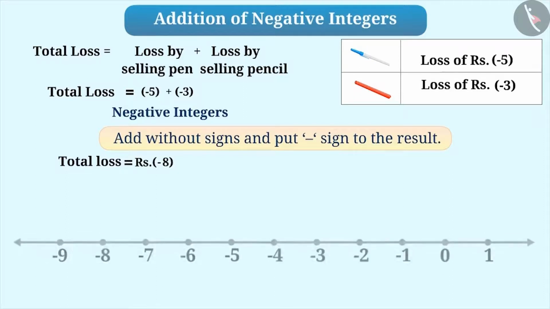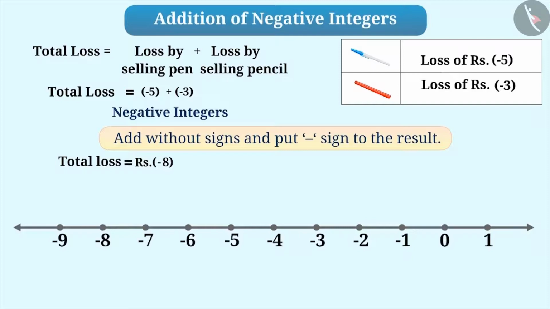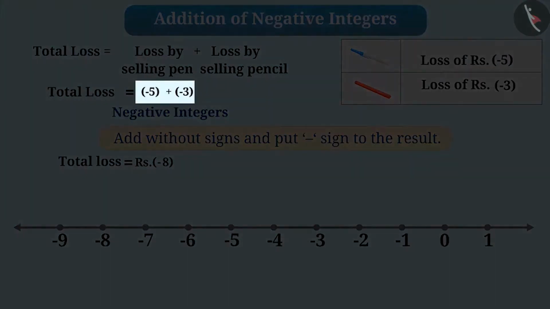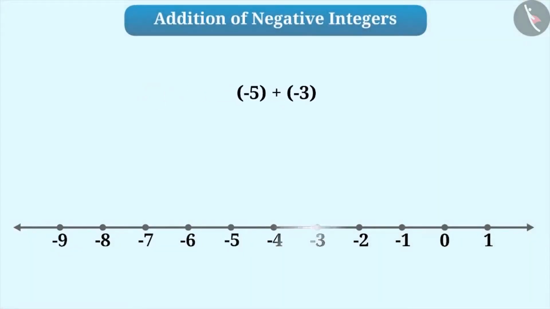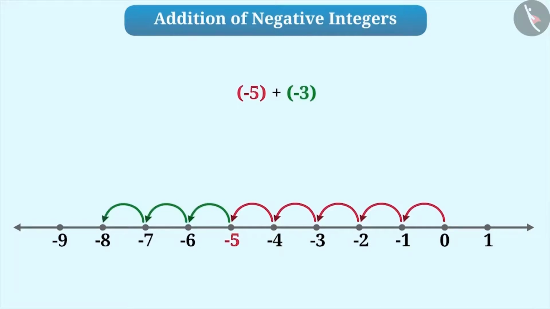The addition of negative integers can also be represented on the number line. We will understand this with the example of minus 5 plus minus 3. First, draw a number line of integers. Here, minus 5 is the first integer, which is a negative integer. Therefore, we move 5 places to the left of 0, and by doing so, we reach minus 5. Now the second integer is minus 3. Since it is a negative integer, we move 3 places to the left of minus 5, and we reach minus 8, which is the result of minus 5 plus minus 3.